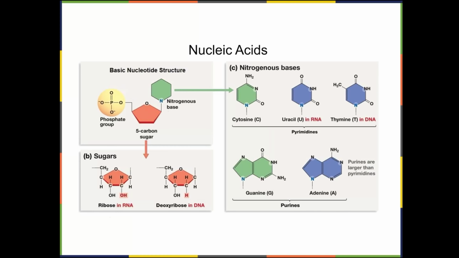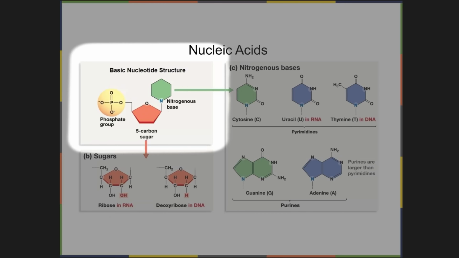On the very left, you can see the basic structure of a nucleotide. That structure, in this instance, is made of 3 different colors. There's a yellow phosphate group, there's a 5-carbon sugar, and that sugar is different depending if we're talking about DNA or RNA. Let's look at the 5-carbon sugar first.